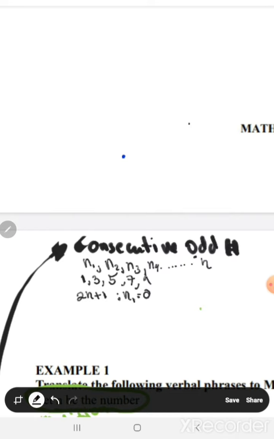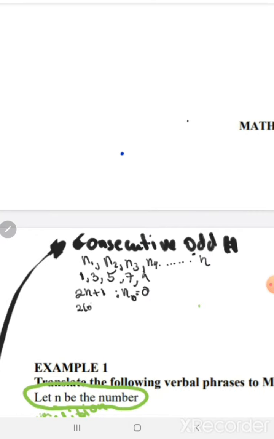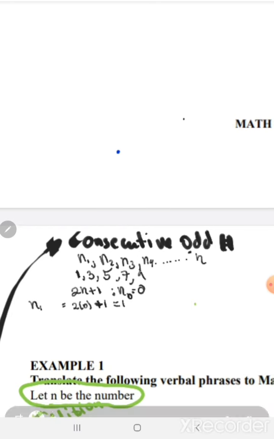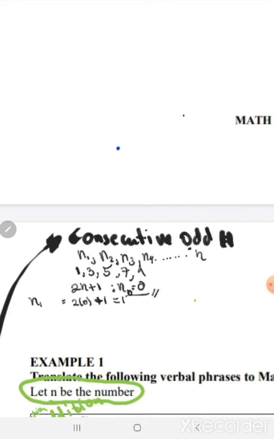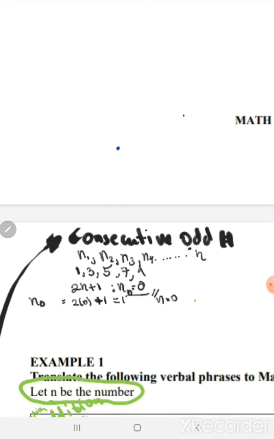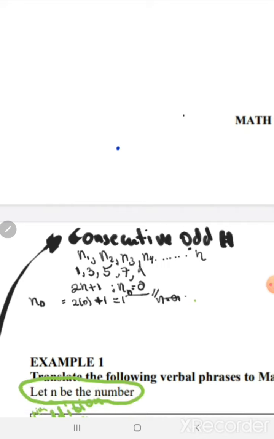Sabihin natin n is equal to 0, which is equal to 1. So 2 multiplied by 0 plus 1 is equal to 1. That is our n1 at n is equal to 0. Okay? Or at the n0 term, which means that your n is equal to 0. This is our first term.